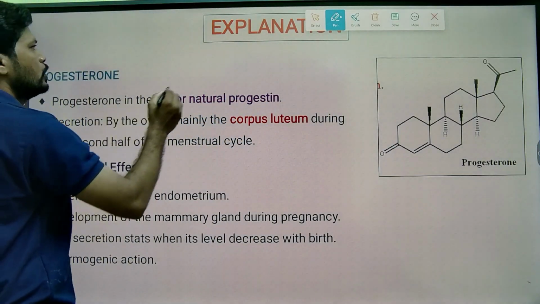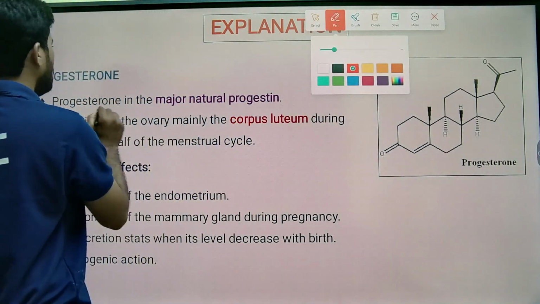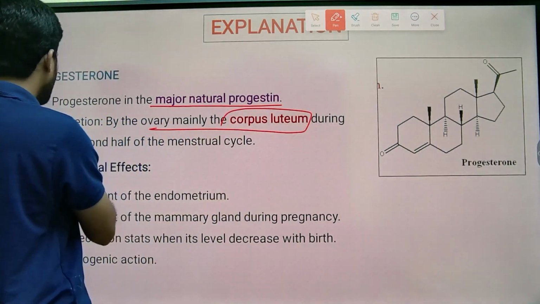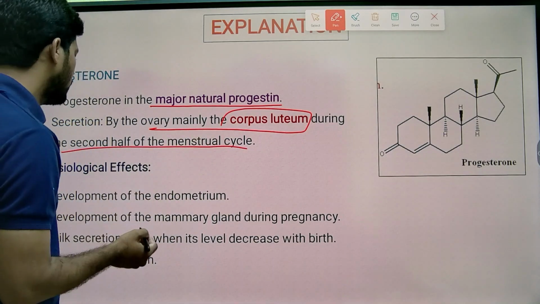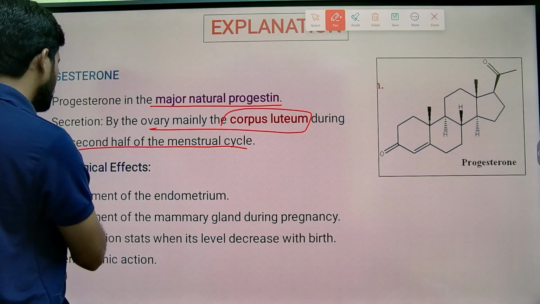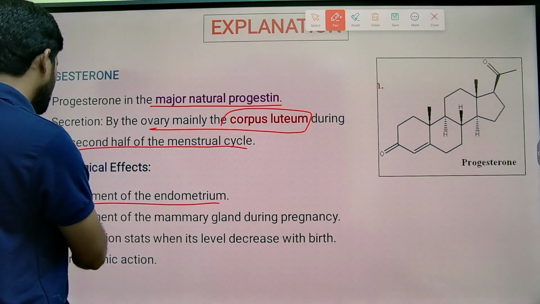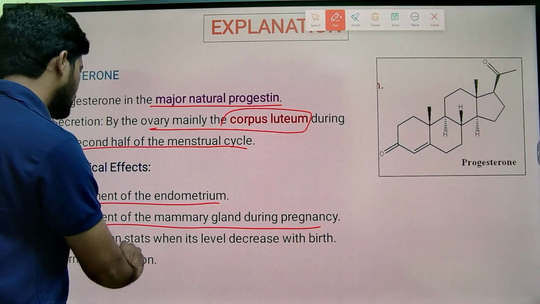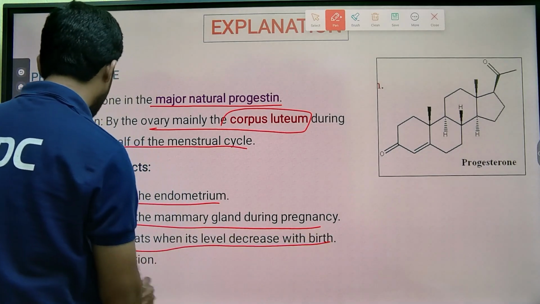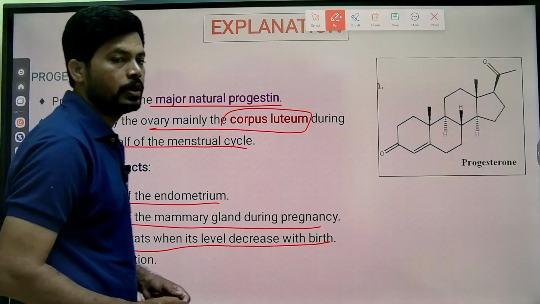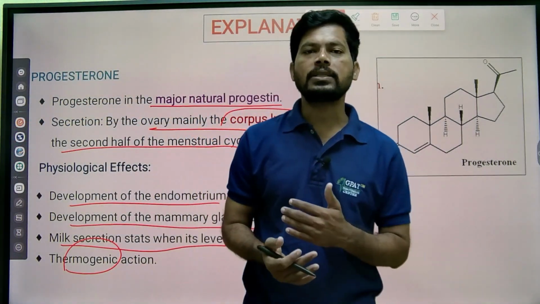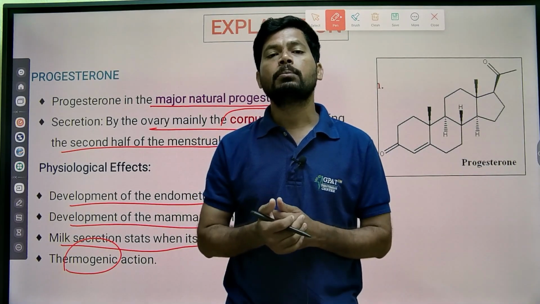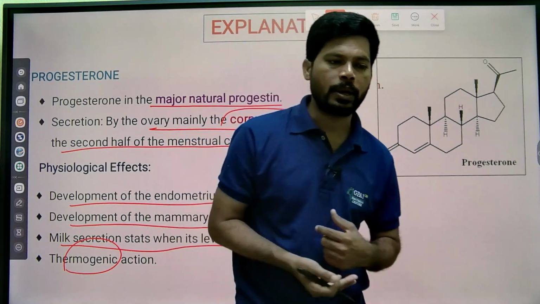Okay. So progesterone is the major natural progestin, secreted by the ovary, mainly by the corpus luteum during the second half of the menstrual cycle. Physiological effects, the functions of progesterone in the body, especially in females: development of the endometrium, the lining layer of the uterus; development of the mammary gland during pregnancy; and after birth, milk secretion starts when its levels decrease with birth. It also has a thermogenic reaction that may increase the temperature. At the end of the pregnancy, during the ninth month, there is a decrease in the production of progesterone, and after birth there is immediately the start of milk secretion for the baby.